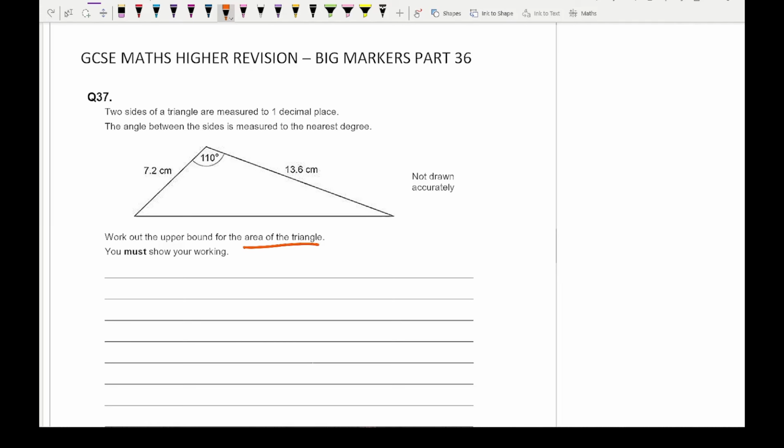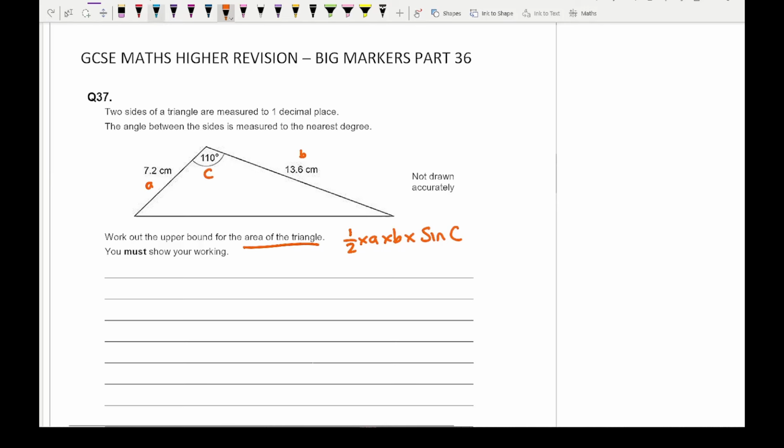So for this, to work out the area of the triangle, it's going to be a half times A times B times sine C, which is going to be on the formula sheet. So if I label my triangle, this is going to be A, this is going to be B, and the angle is going to be C.